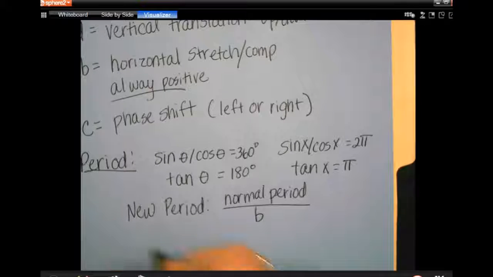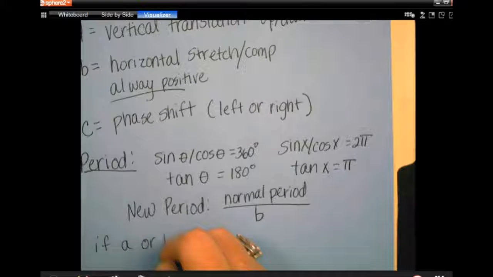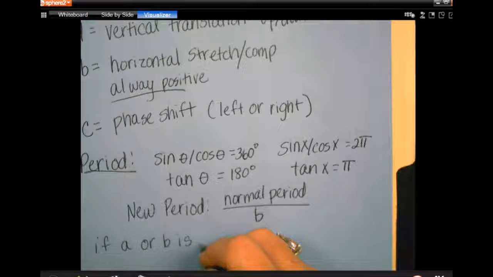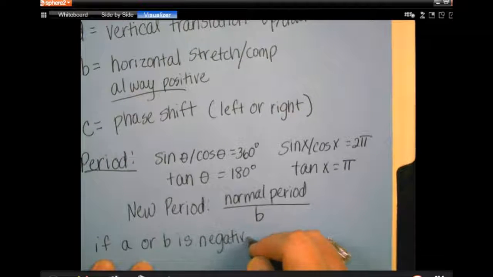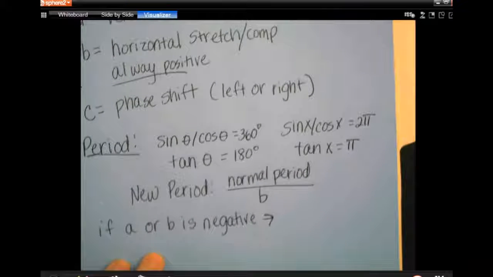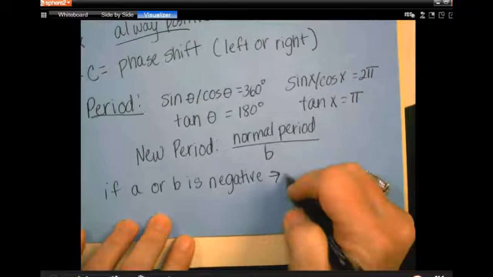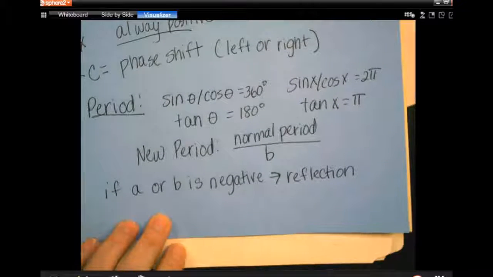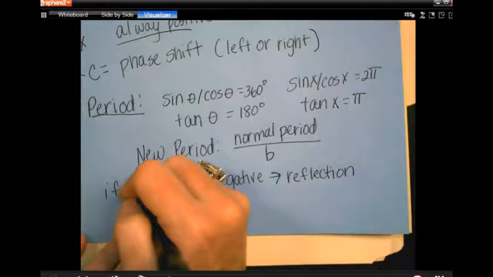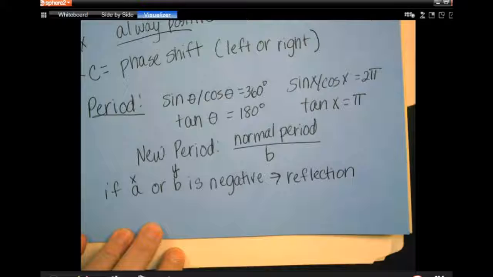So the last thing, it starts with if. If A or B is negative, it's a reflection. And if it's a negative A, it's a reflection over the x-axis. And if it's a negative B, it's a reflection over the y.